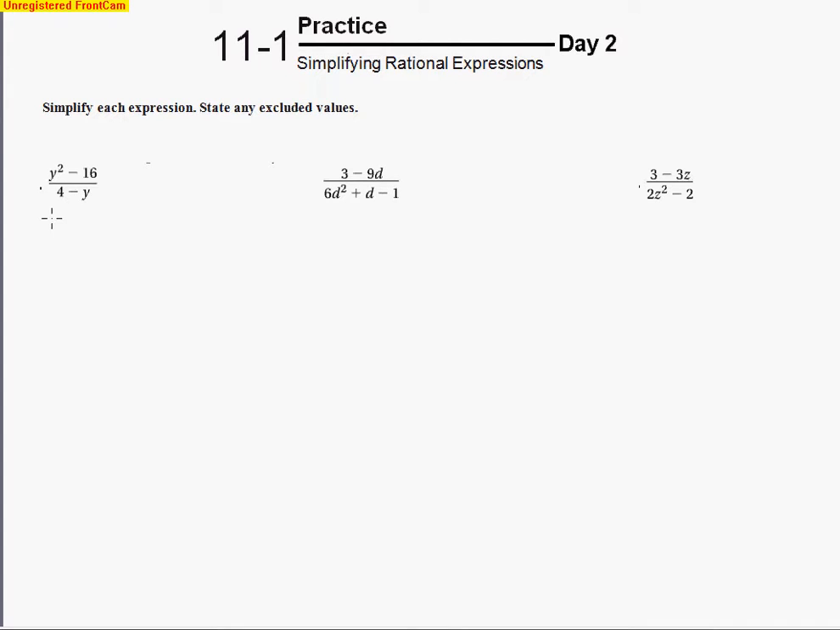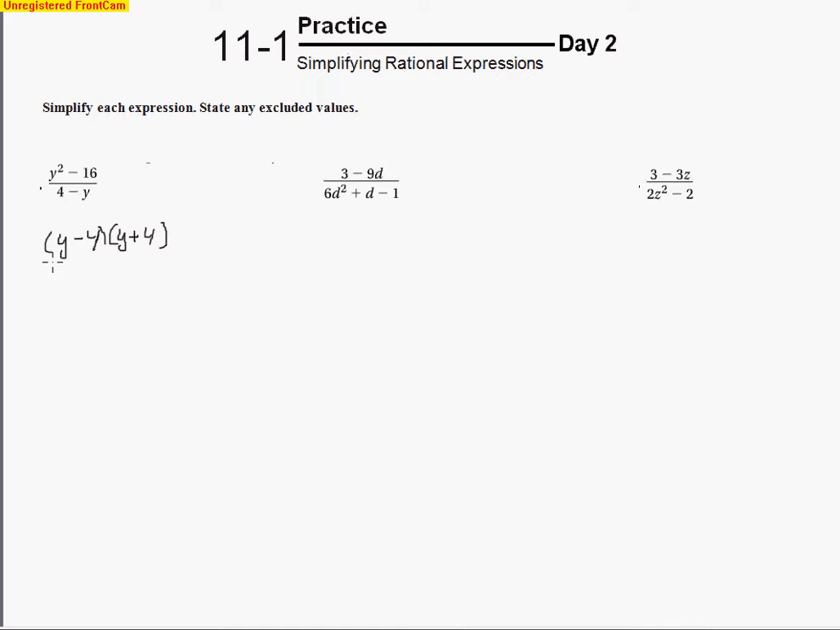So the key is to look for common factors. I don't see any common factors here. Even though you see the 16 and the 4 and the y squared and the y, this will end up reducing some, but in reality we need to factor the numerator and factor the denominator in order to cancel to get things right. So I see that the numerator is a difference of squares. So I'm going to rewrite this as y minus 4 and y plus 4.